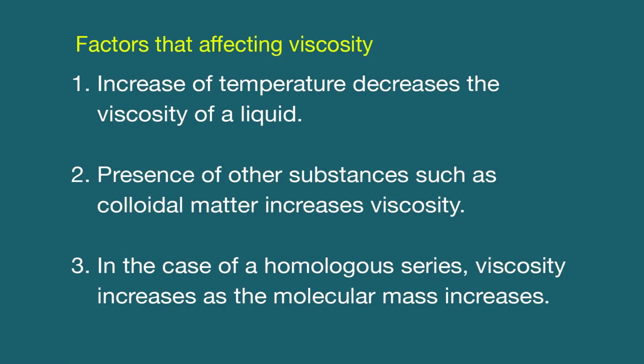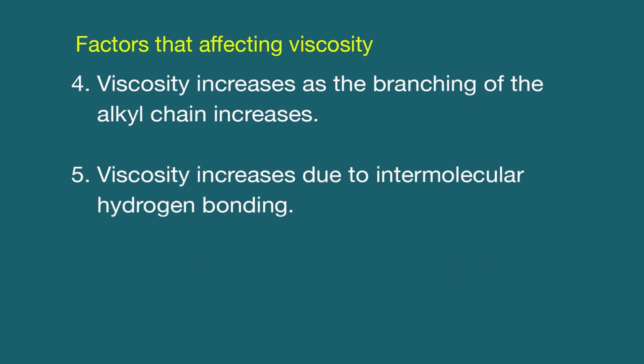First one is, increase of temperature decreases the viscosity of a liquid. Second one is, presence of other substances such as colloidal matter increases viscosity. Third one is, in the case of a homologous series, viscosity increases as the molecular mass increases. Fourth one is, viscosity increases as the branching of the alkyl chain increases. And the last one is, viscosity increases as intermolecular hydrogen bonding increases. Now let's see the reason behind the increasing nature of viscosity with decreasing temperature.